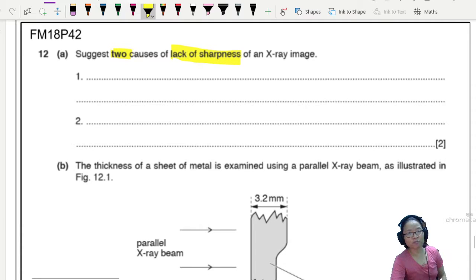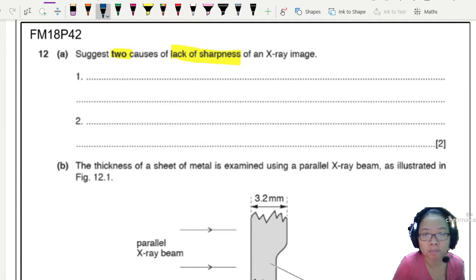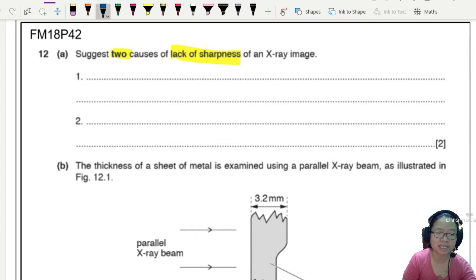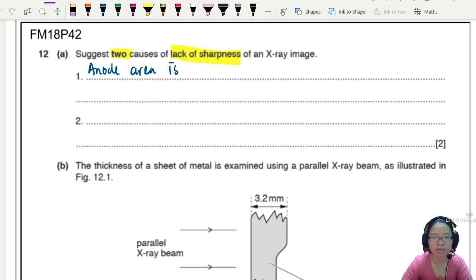So to have good sharpness, there are a few properties that the imaging system should have. I will list down all the possibilities, but you only need 2. The first thing that could happen is that the anode area is large. If you haven't checked out the video that we have explaining how to get a sharp X-ray image with good contrast, go find it in the playlist. So the anode area is large. I'll put this one as 2.